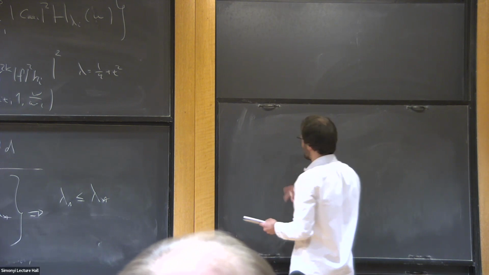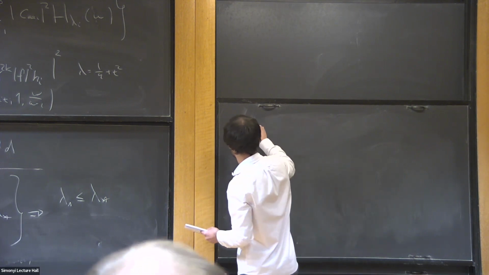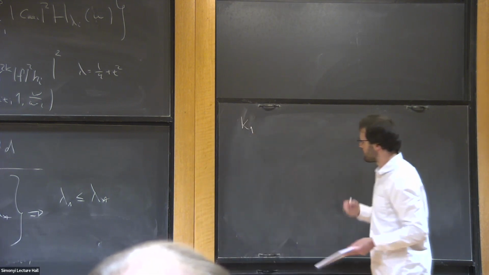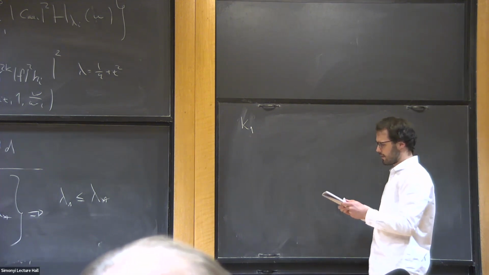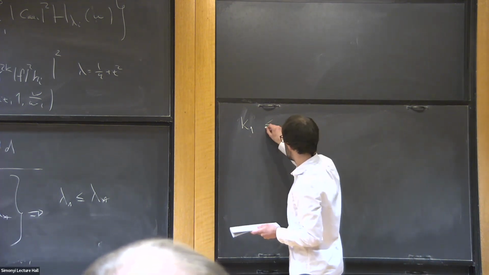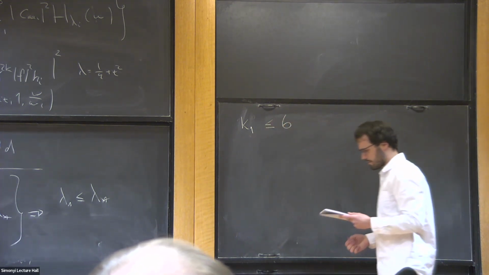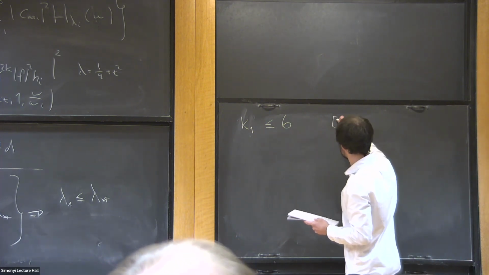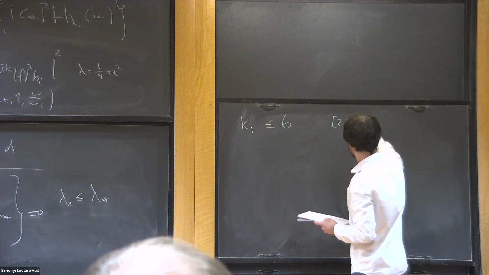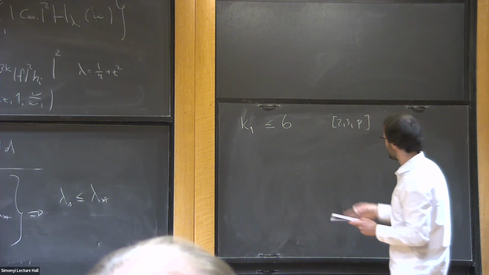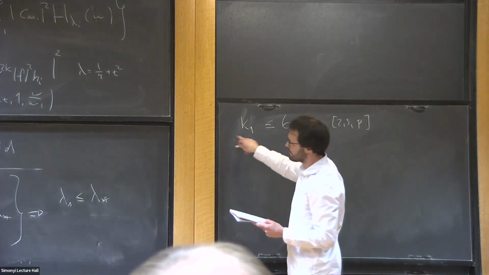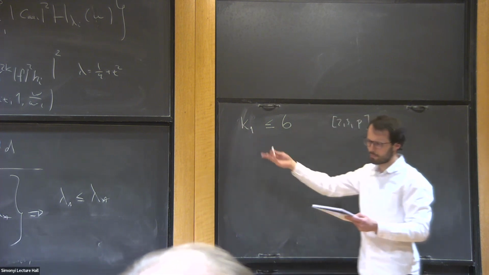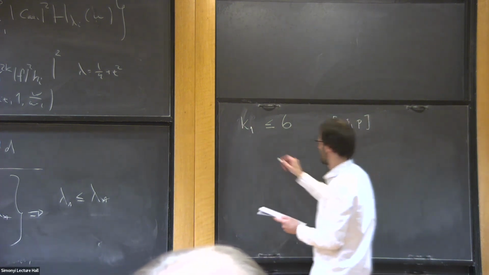Let's call k1 the minimum value of k that a surface has. Now, k1 is bounded by 6. It's 6 precisely for the 2, 3, p triangles. In that case, when we set k equal to 6, we get the bound that I advertised at the beginning, the 44 point.